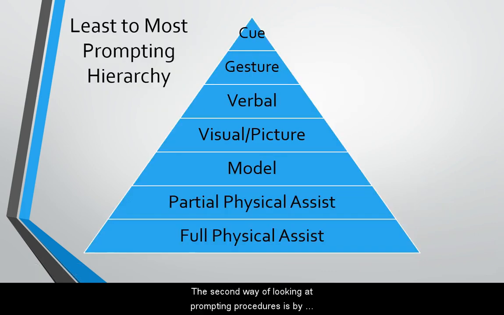The second way of looking at prompting procedures is by starting with the least amount of prompting and adding in more intrusive prompts if necessary. We all know kids have good days and bad, just like adults. Social, emotional, and behavioral factors vary on the day, which contribute to how much support a student will need.